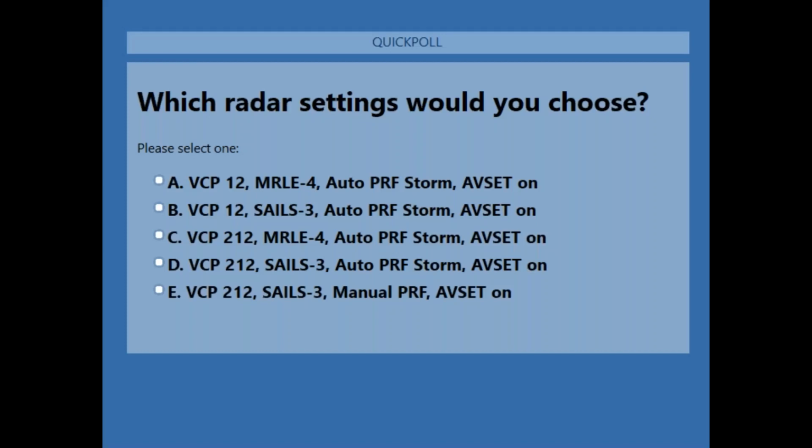The poll is open. You can go with VCP 12, VCP 212, MRLE 4 or SAILS 3. What kind of PRF settings do you want? Notice they all say AVSET on. There is no scenario, at least in this case, where having AVSET off would be beneficial. So I made that one easy for y'all. But again, the wind-driven hail storm cluster is about 100 nautical miles. The developing supercell with primary threat of hail is about 80 nautical miles. So let's see what people think.